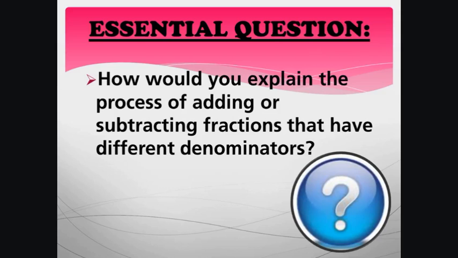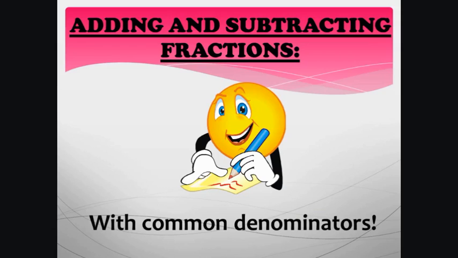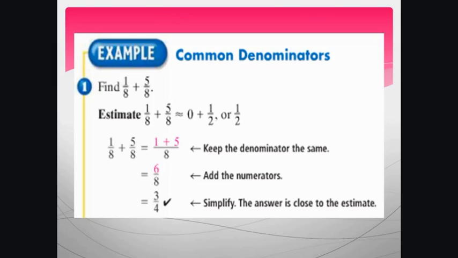So let's go ahead into the meat and potatoes of this lesson. We're going to take a look at an example of adding and subtracting fractions that have common denominators. Our example here shows that we're finding the sum of 1/8 and 5/8. We're not going to be estimating, we're actually going to be solving these. Whenever we're adding and subtracting fractions, we have to have a common denominator. In this problem, our denominators are already the same, so we're just going to keep the denominator. And we're just going to add our numerators across.